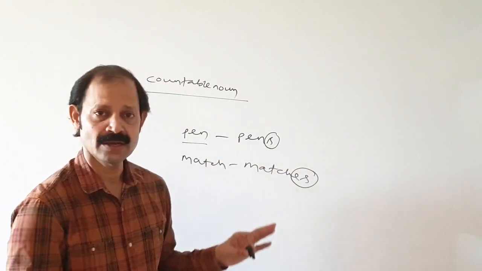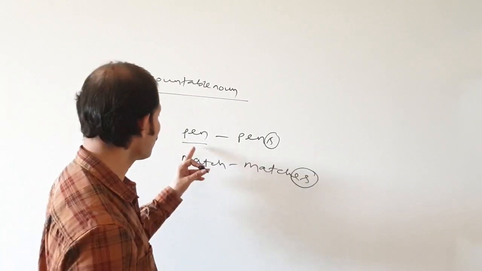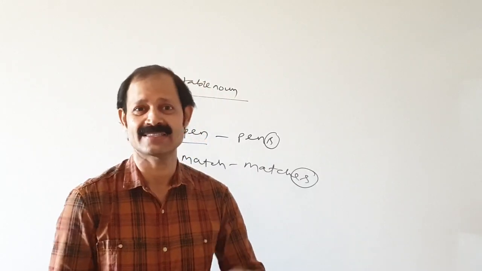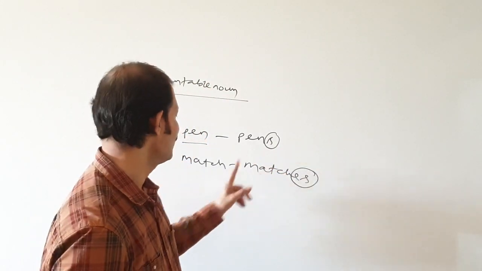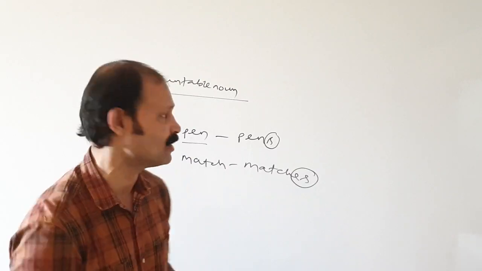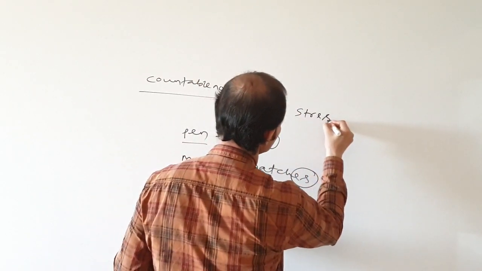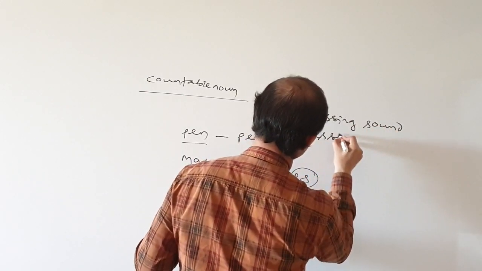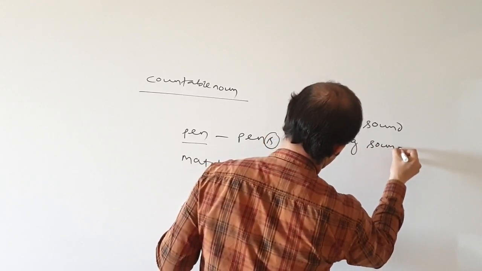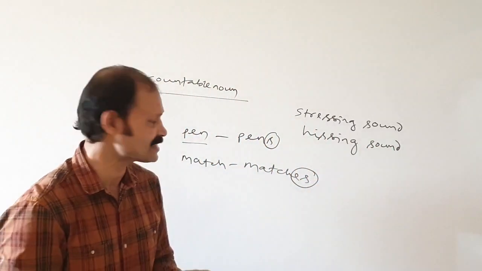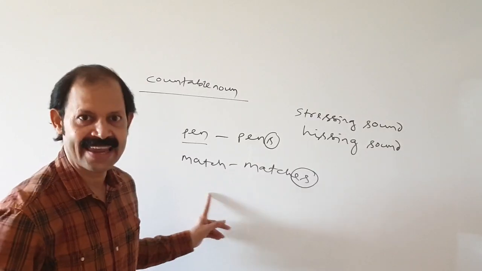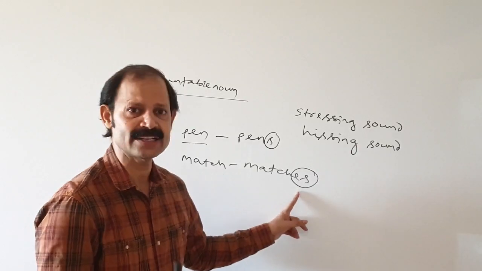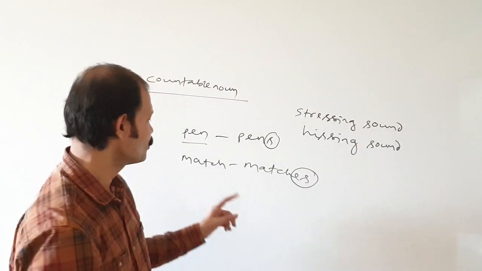Then come to the last phonetics, the last pronunciation skill. Pronounce the word and check how the word ends. If the ending sound of the pronunciation is a normal sound, s will be added. If it ends with a stressing sound or hissing sound, remember this one. Stressing sound or hissing sound. Check here: match, catch, patch. All such words end with a stressing sound. That's why in the plural es should be added. You should add es to get the plural form.